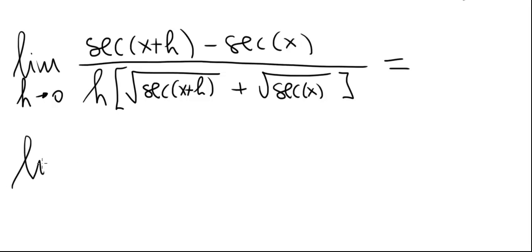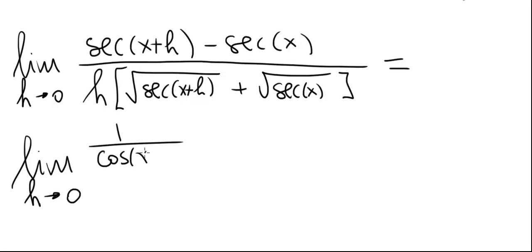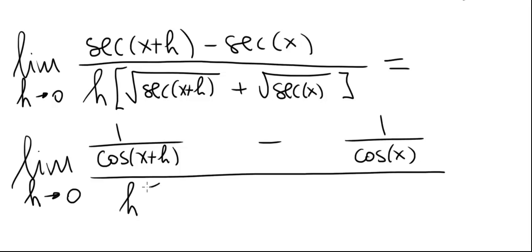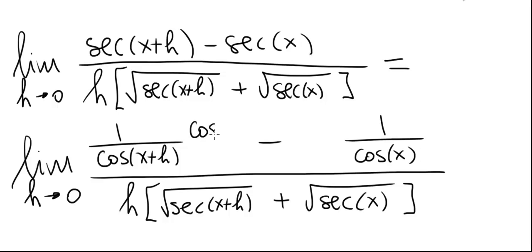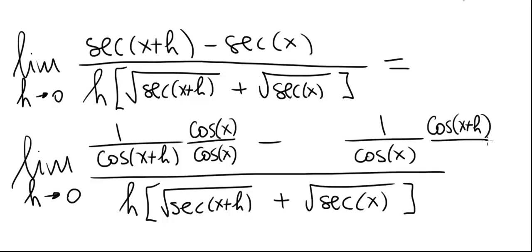So this now looks like the limit as h goes to 0 of 1 divided by cosine of x plus h minus 1 divided by cosine of x, divided by h times the square root of secant of x plus h plus the square root of secant of x. And now what we're going to do is have a common denominator in the numerator. We'll multiply this by cosine x over cosine of x, and 1 over cosine of x plus h by cosine of x plus h over cosine of x plus h.